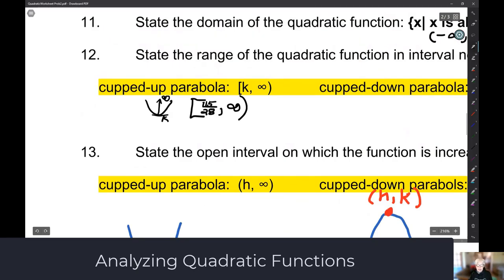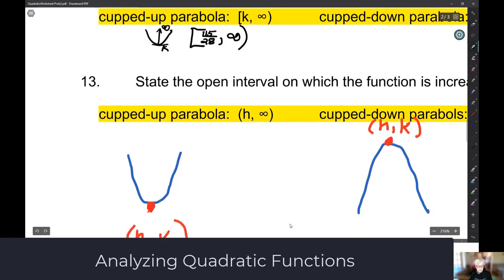Now, the open interval stuff. Notice that for a cupped up parabola, this is decreasing. This is increasing. This goes down from left to right. This goes up from left to right. But we look at it in terms of the x-axis. So this is going to be decreasing from negative infinity to h and increasing from h to infinity.